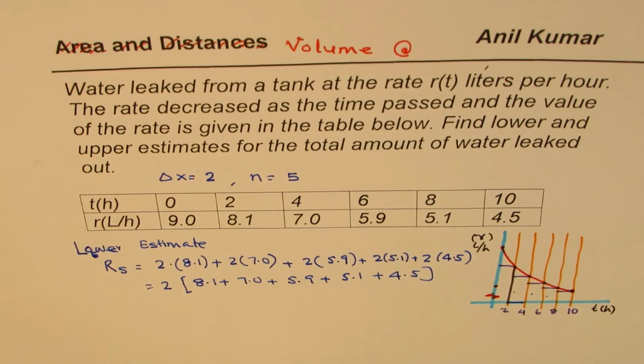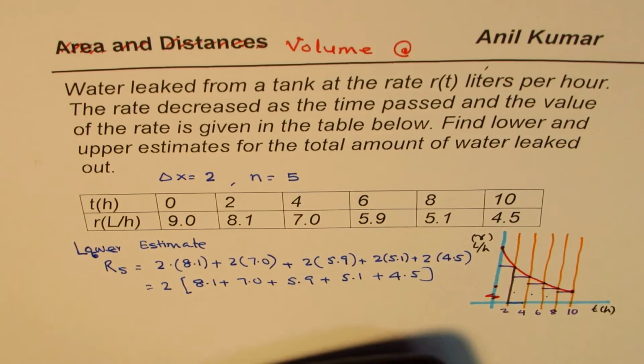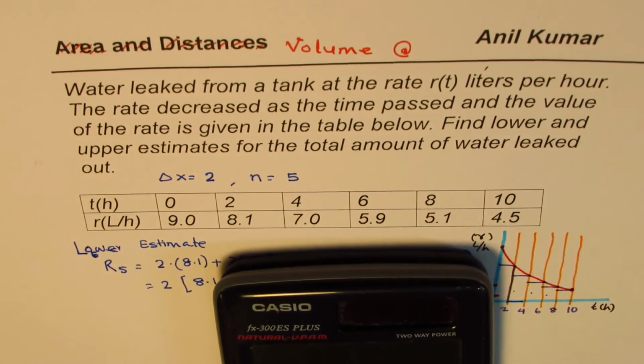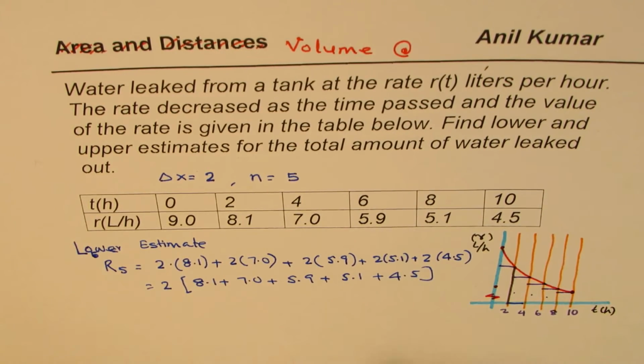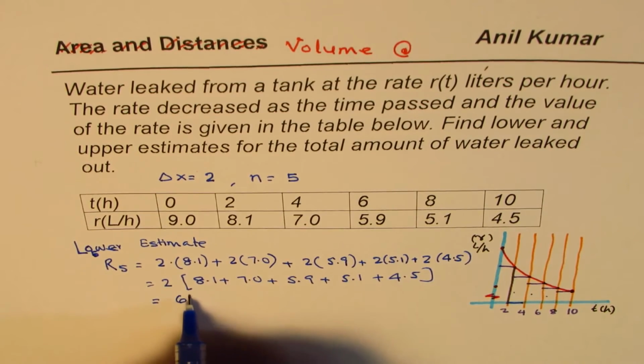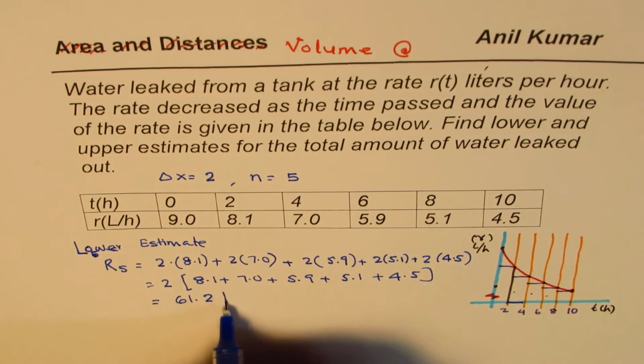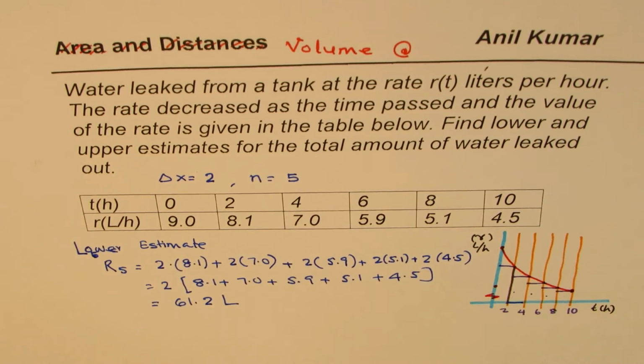So let me take the calculator now to calculate this value. Okay, so it is 2 times, within brackets, 8.1 plus 7, let's say, plus 5.9 plus 5.1 plus 4.5, bracket close, equals, in decimals, 61.2. So we get 61.2 liters. So that is from the right side, correct?